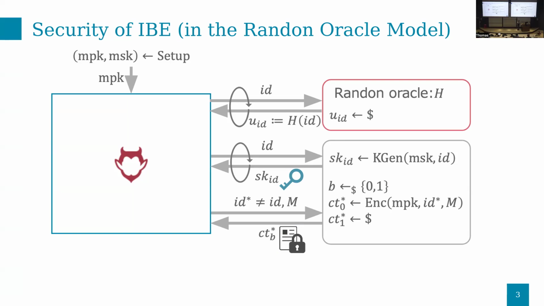Then the simulator returns either an honestly generated ciphertext or a randomly sampled ciphertext. Finally, the adversary outputs a guess b prime. If the success probability of the adversary's guess is negligible, we say that the IBE scheme is adaptively anonymous secure.